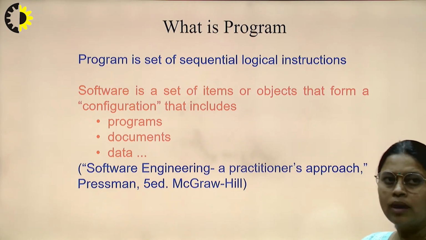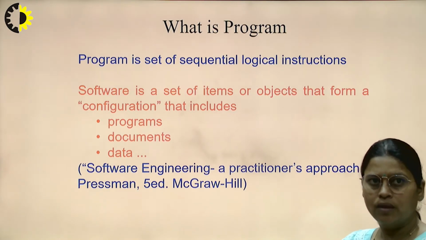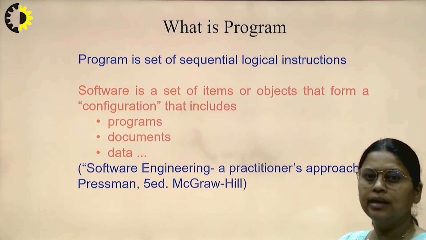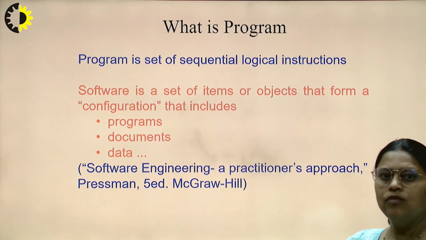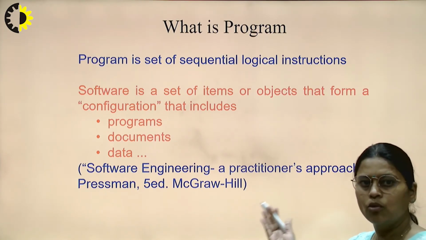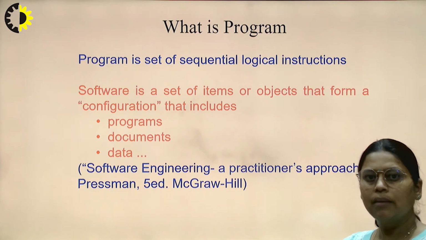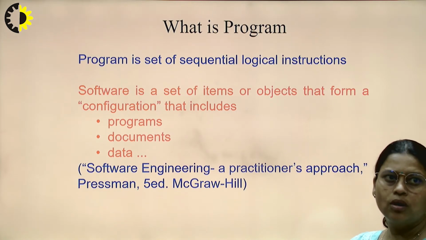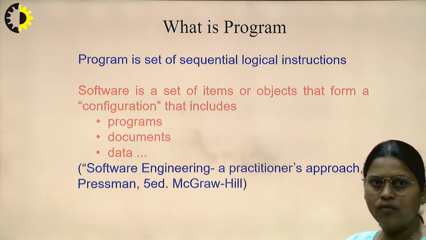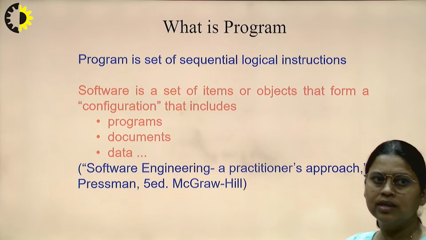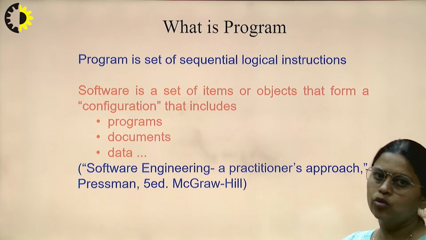A program is a collection of logical instructions. It is a set of instructions. When we combine more than one program, it becomes a software. So, software is a set of items or objects that form a configuration that includes programs, documents and data.